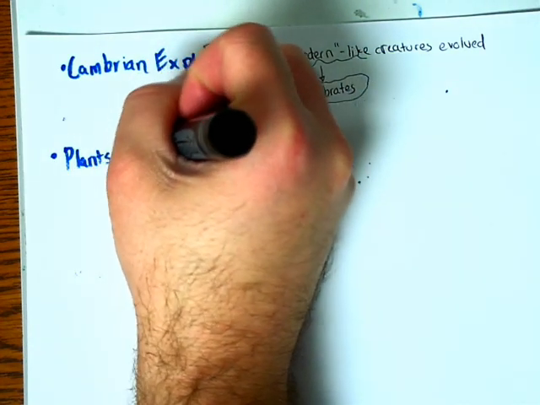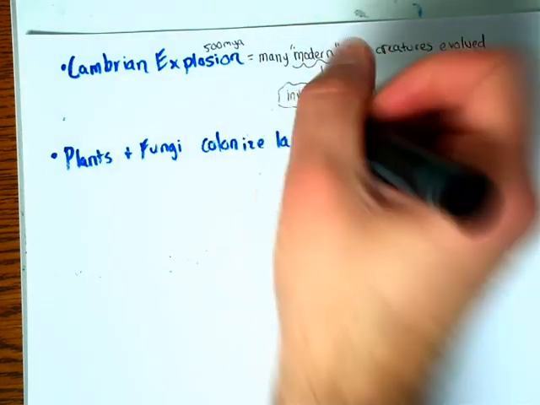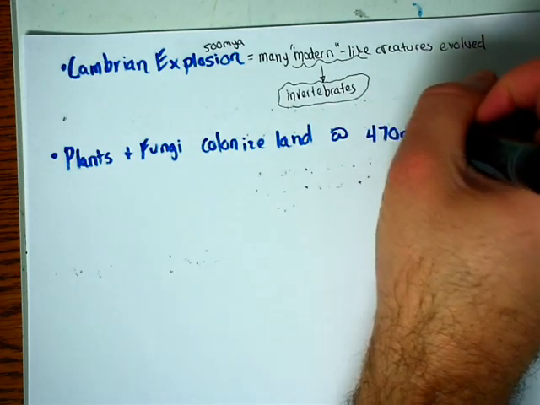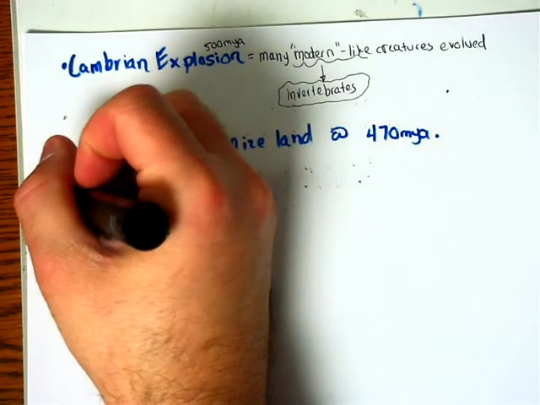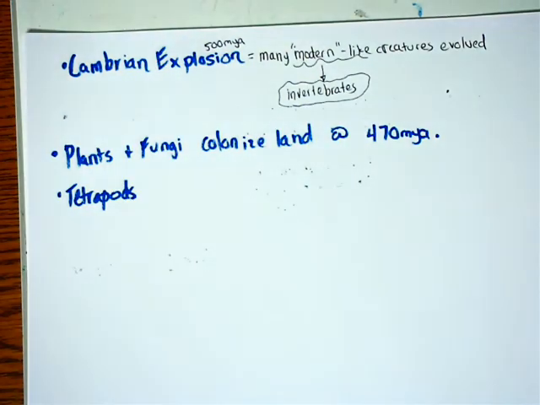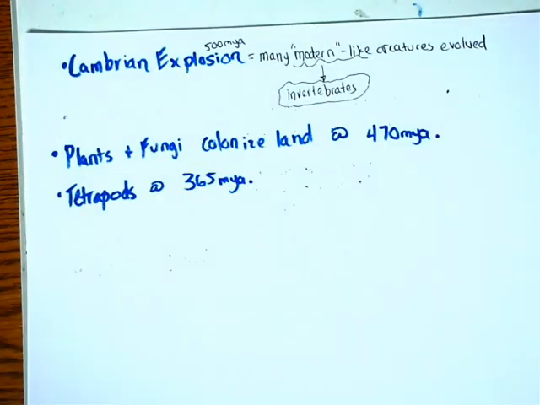Plants and fungi began to colonize land at about 470 or so million years ago. Probably together. Your first tetrapods. Of course, tetra would mean four, so tetrapod would mean four-legged little creatures. That would be about 365 million years ago. Thinking of little amphibians.